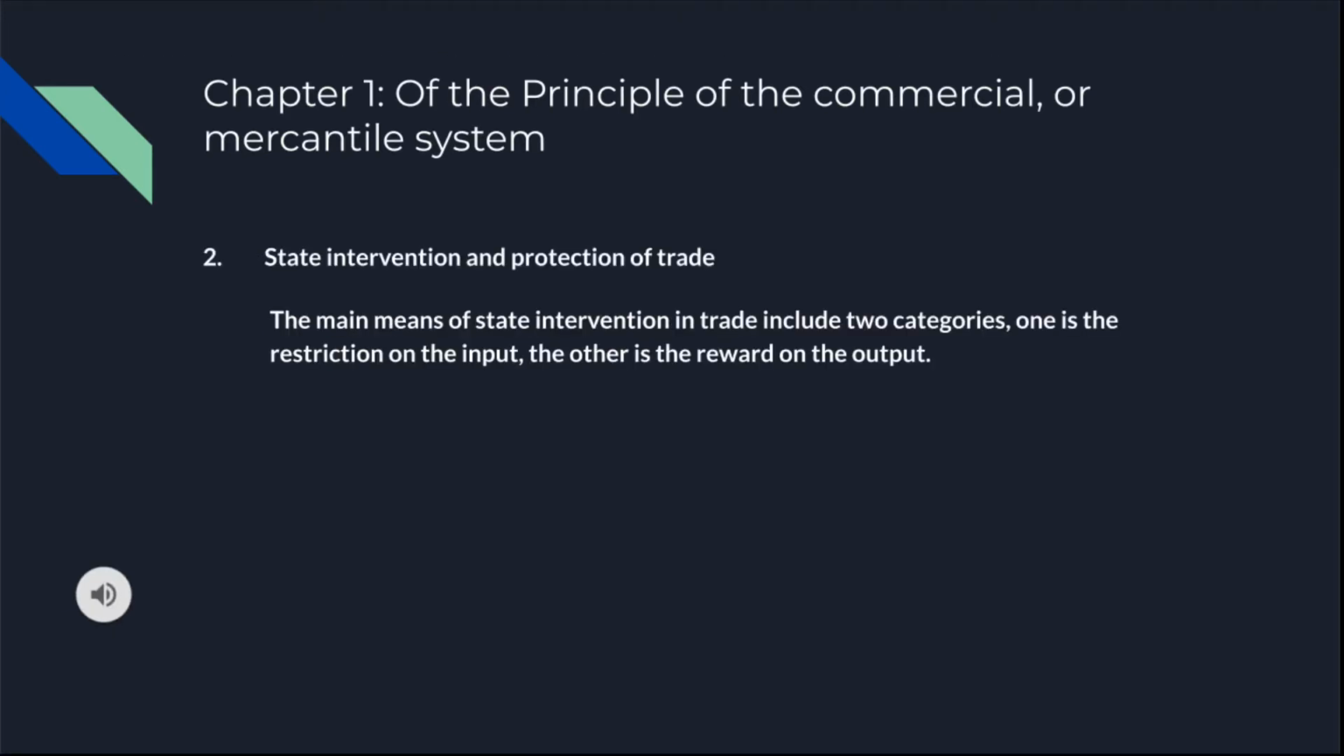One way to make more money from trade is to increase the import of money and reduce the export of money. In order to achieve this goal, the intervention and protection of national trade is particularly important. Generally speaking, the main means of state intervention in trade include two categories. The first is restriction on imports, the second is to reward exports.